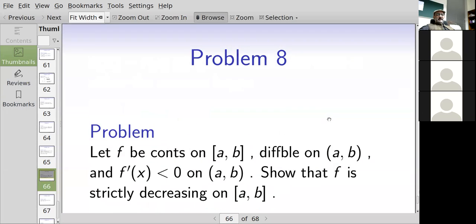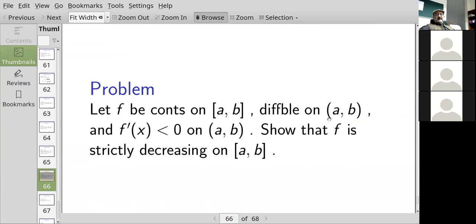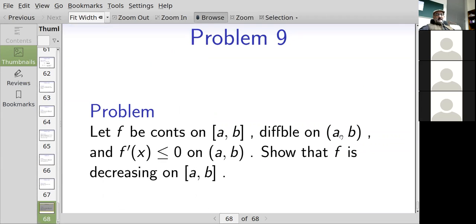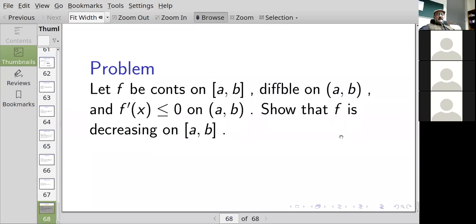Okay, we skipped that. Similarly, if you have a function which is continuous on closed [a, b] and differentiable on open (a, b), and the derivative is negative, then that means that the function is strictly decreasing everywhere. So if you take a point and then you take another point further to the right on the x-axis, then you will get a smaller value. Okay, similar to the one that we covered.